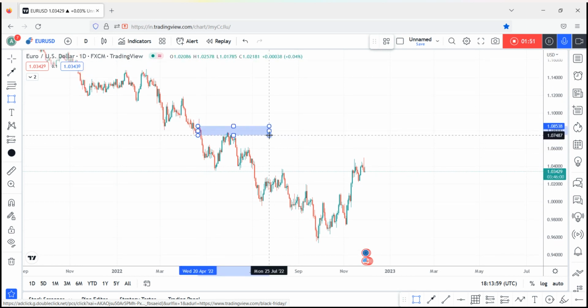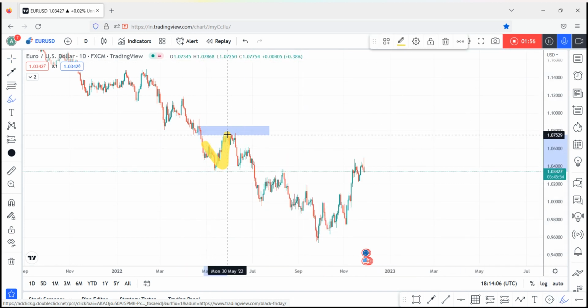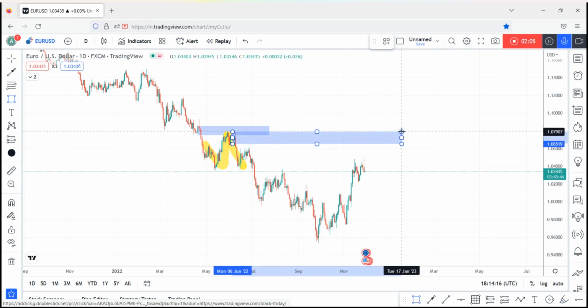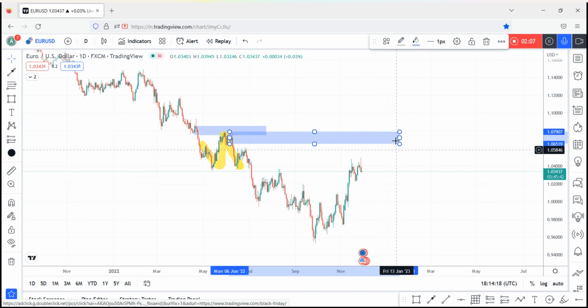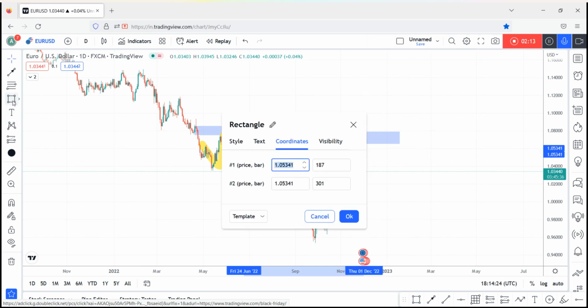So this is mitigated by this zone, right? Price just went down and mitigated by this zone, and price just went down, and this zone is still unmitigated, right? This zone, and there is a possibility that price will surely hold the price. And then this zone, this is also unmitigated, right?